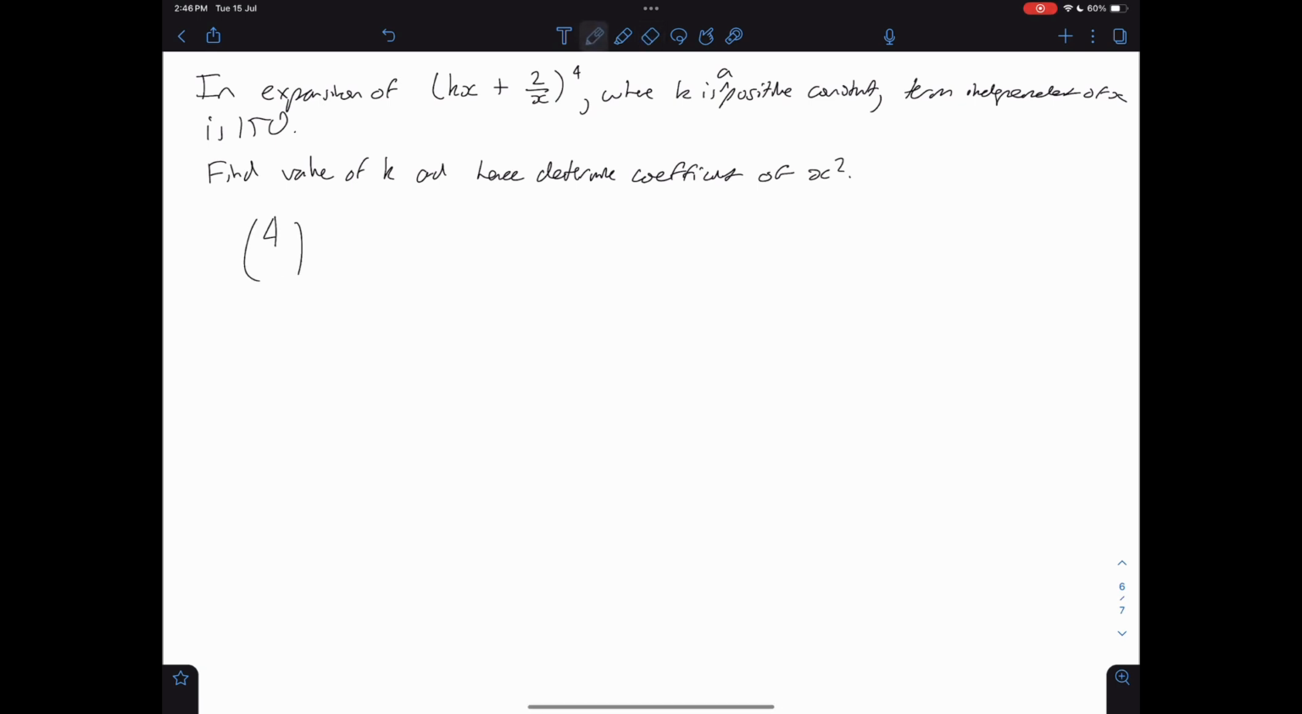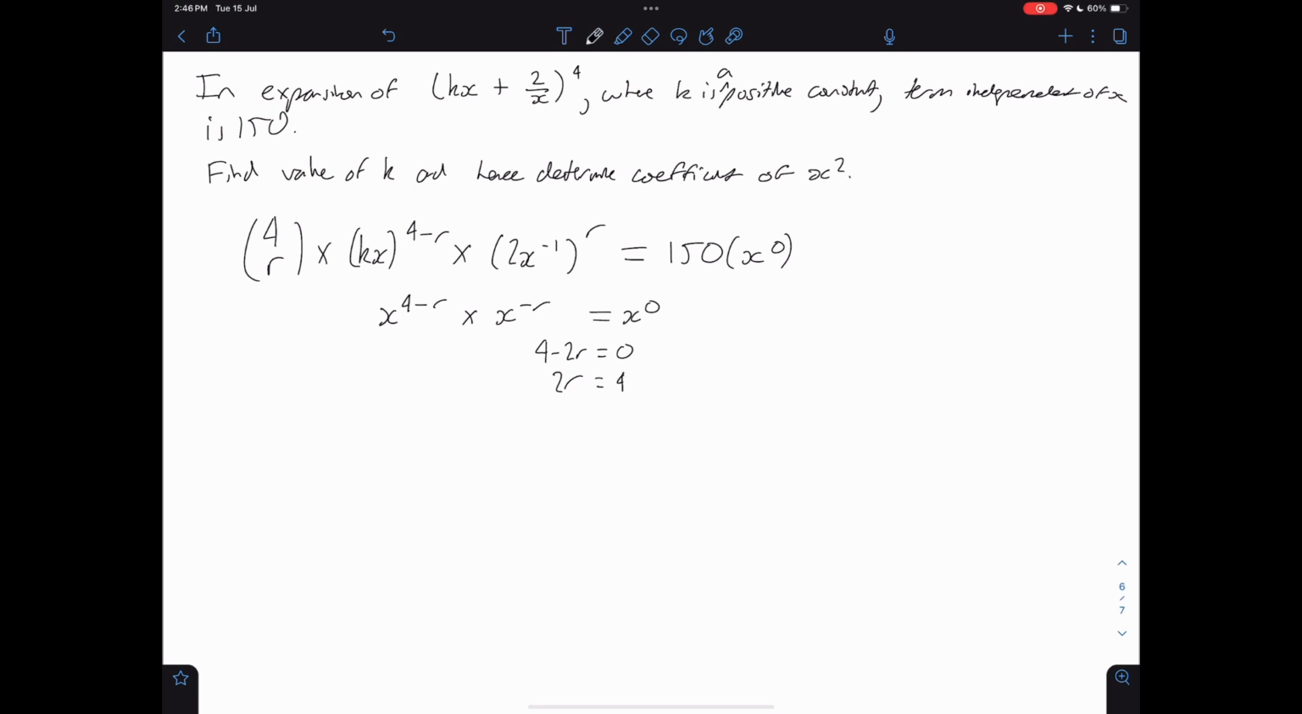So we get 4 choose r times (kx)^(4 minus r), we have to use r because we've already got k in the question, times (2x^(-1))^r. It doesn't really matter what letter you use, but I'm just going to use r. And set that to equal 150 x^0, just to make it clear to the viewers that we're trying to find the term independent of x. If we remove all the coefficients and just get 4 minus 2r equals 0, we'll see that to get an end result of x to the power of 0, we want r equals 2.